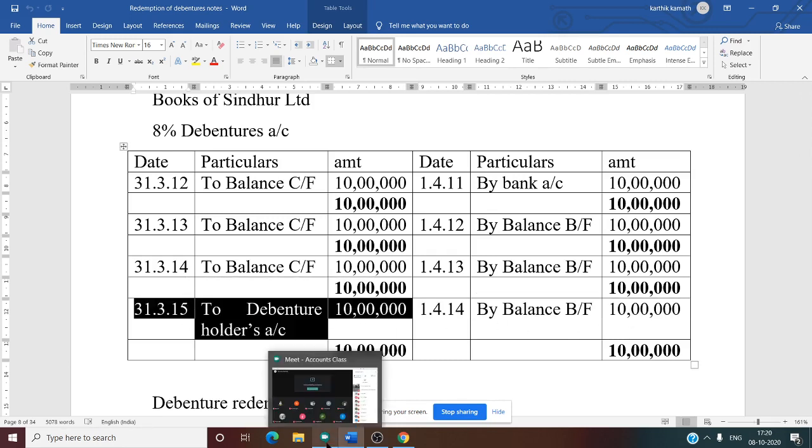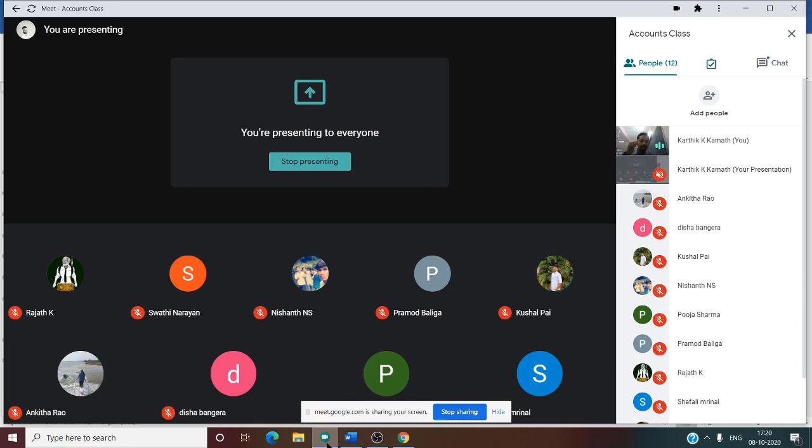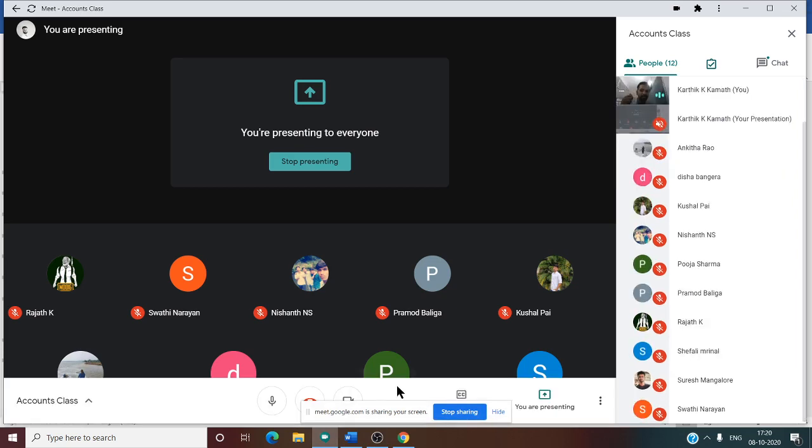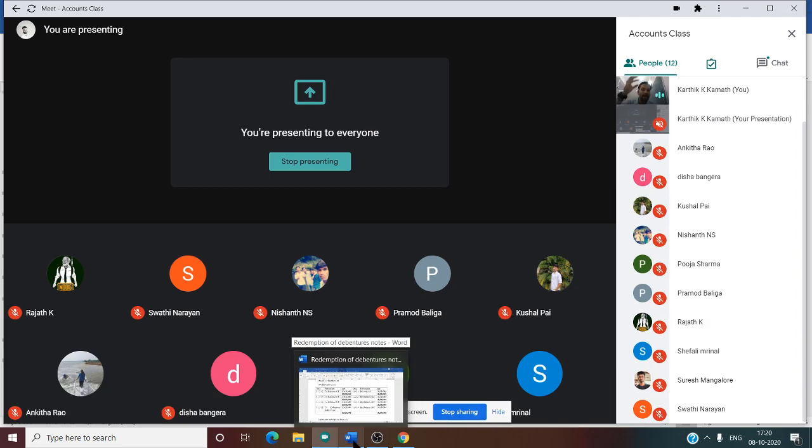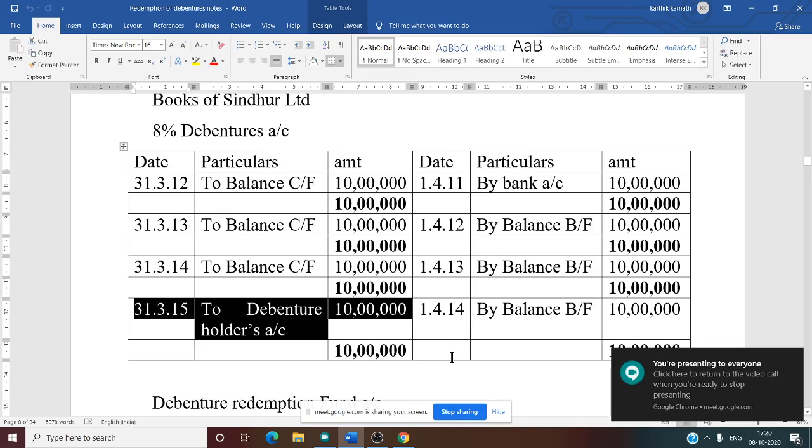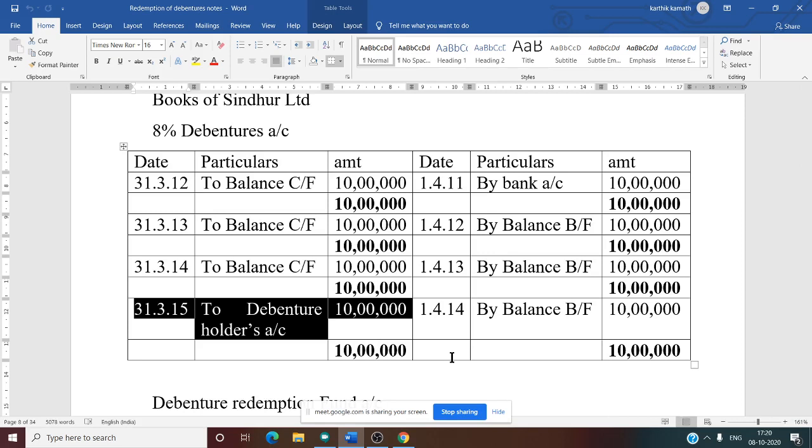What is that? To debenture holders account. Why does the debenture holders account come in the last year? Because debenture holders get the amount at the expiry of the debenture period. In this sum, the expiry of the debenture period is 4 years. How 4 years? They issued the debentures in 2011, and in 2015 they are going to pay the amount to the debenture holders. That is why the entry will be 8% debenture account debit to debenture holders account. So at the end of the last year, 31/3/2015, to debenture holders account 10 lakh.